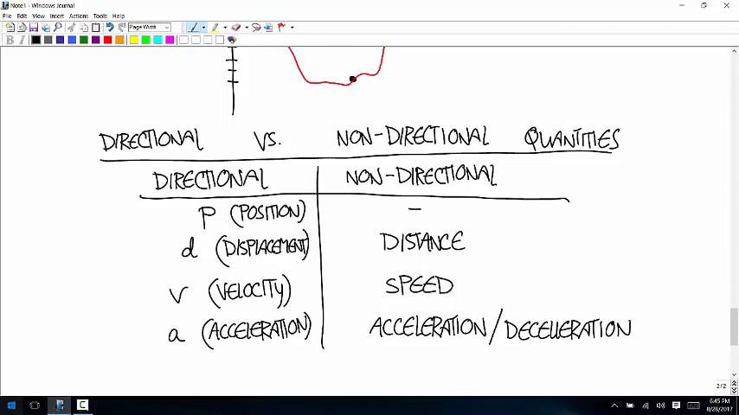We use this word acceleration, but we use it to have a somewhat different meaning than it's going to have in physics. That's a real shame. But these are the ones that matter to us. We don't care about those non-directional ones very much.